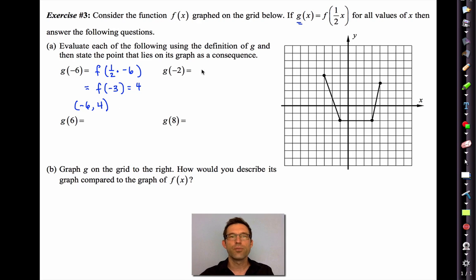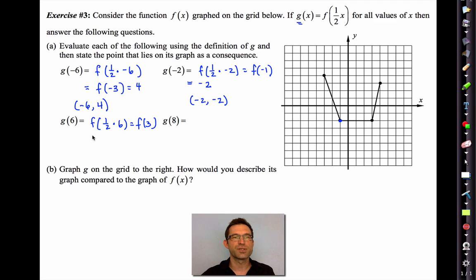G of negative 2 will be f of 1/2 times negative 2, which will be f of negative 1. And that's this point down here. That's going to be negative 2. So the point negative 2, negative 2 also lies on this function. G of 6, well, that's going to be f of 1/2 times 6, which will be f of 3. You probably already see where we're going on here, which is negative 2. And therefore, 6, negative 2 lies on this graph.